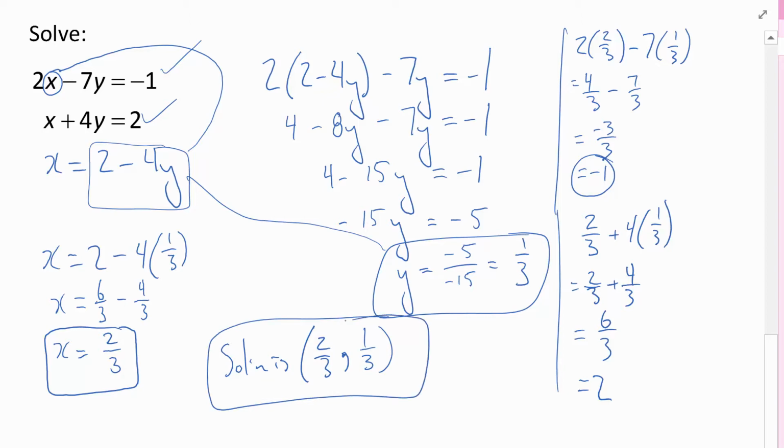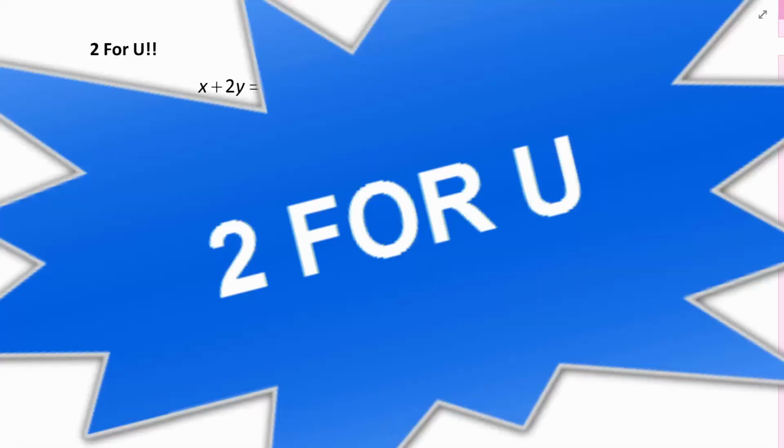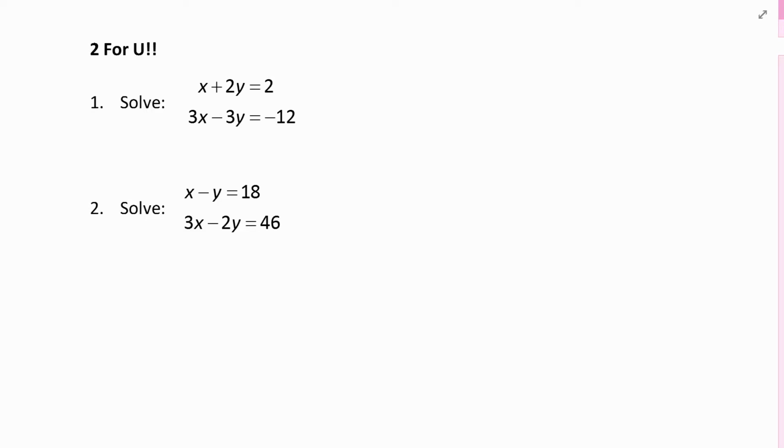Don't put it as decimals, no rounding off or anything. These exact fraction values. Well, it's getting to be about that time. Here's a couple of systems of equations for you to try.